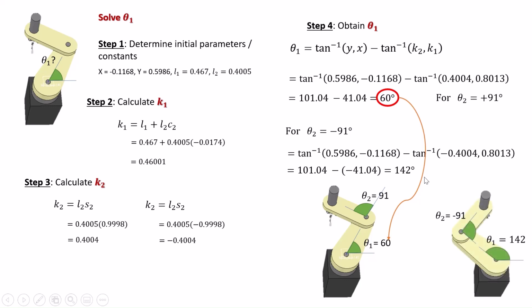If we try to visualize that, the robot is in a different orientation configuration, where theta 1 is 142 degrees and theta 2 is minus 91 degrees. Both of these orientations arrive at the same pickup location, but again from a different approach.